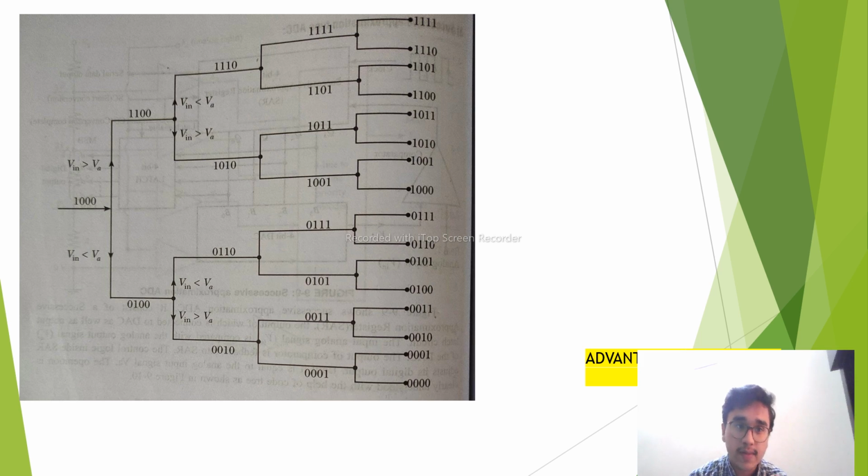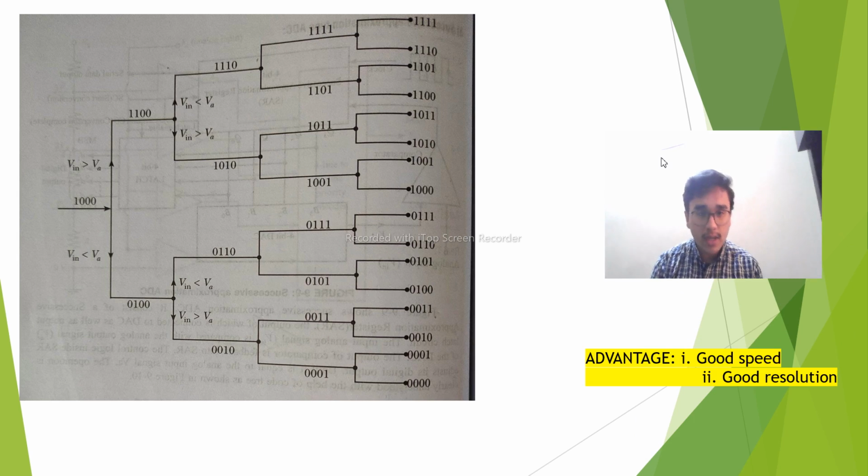So when we start with 8, depending upon the input and the reference voltage, it can be either that Vin is greater, or Vin is less than the output voltage of the DAC. This is nothing but the overall concept of the successive approximation ADC. All the values shown here are the possible digital signal outcomes.